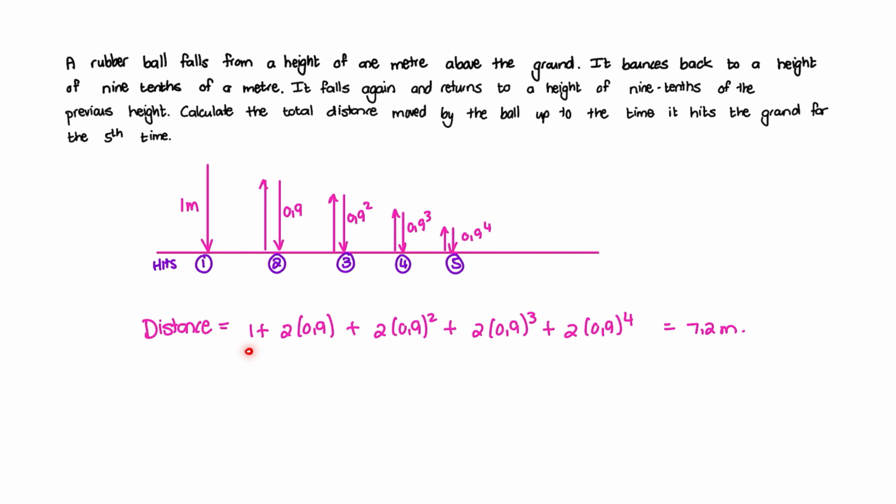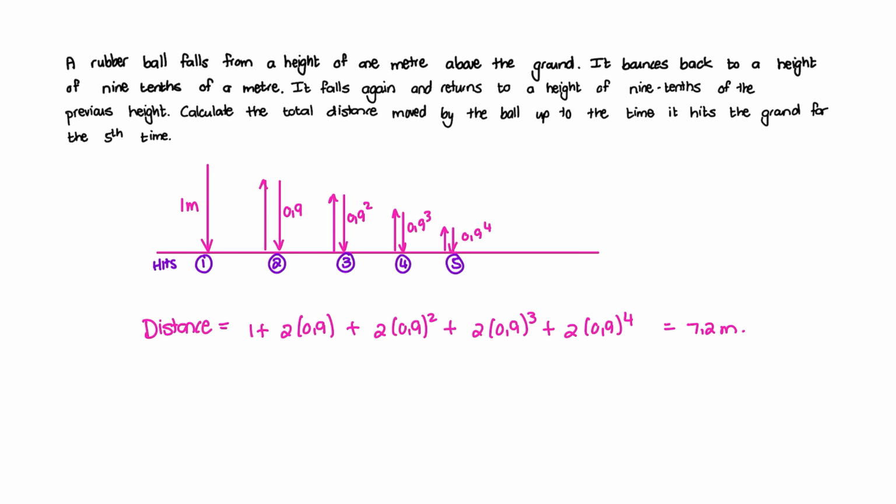So let's represent that information as an equation. So we have 1 plus 0.9 times 2 because it is up and down movement. So that 0.9 is represented twice. Then we have 2 again times 0.9 squared. And the reason why we square is because this represents the second 0.9 from the original height.